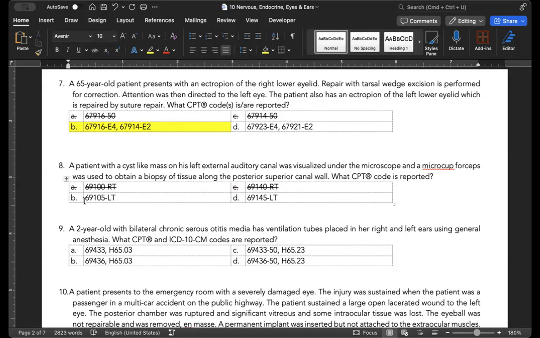So then should it be the 05 or the 4? It's gonna be B. Yep. 69105 because it is the left external auditory canal. And then it's a biopsy and not a soft tissue lesion that they're removing. Yep. Okay. Any questions on that one?